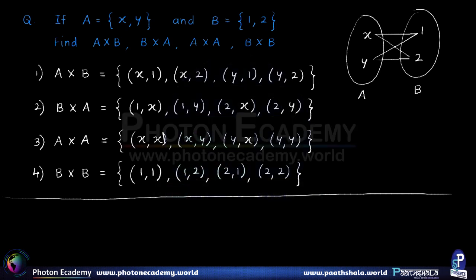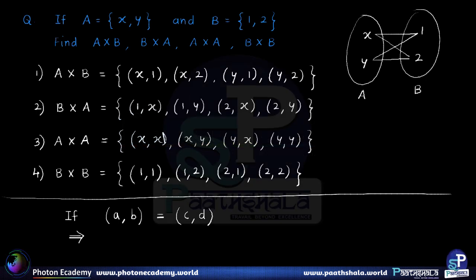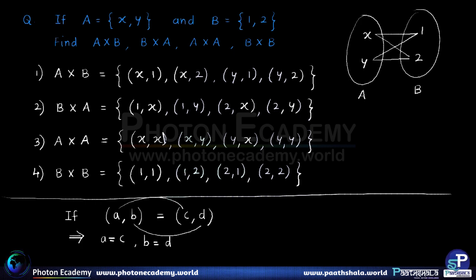Now just one small point: suppose we have two ordered pairs given to be equal. If it is given that the pair (A, B) is equal to (C, D), then it implies that the corresponding first elements must be the same and the corresponding second elements must also be the same. That means A must be equal to C and B must be equal to D. That is one important point that we have to remember.